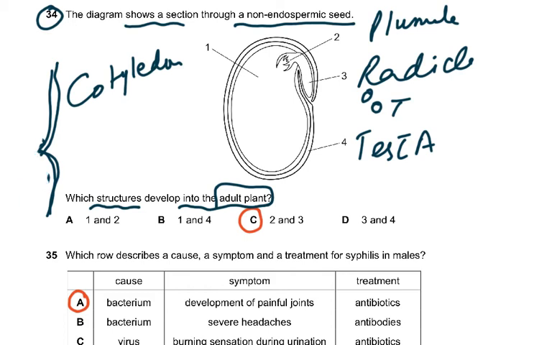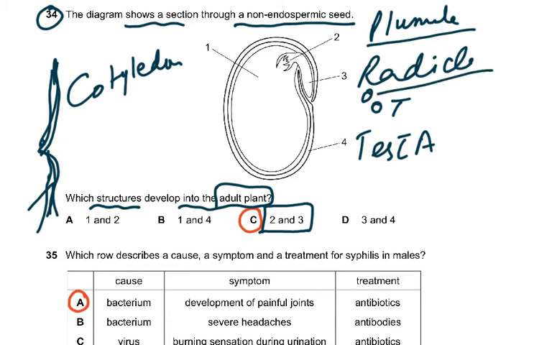So what is becoming the root and the shoot? What is becoming the root and the shoot is the radicle and the plumule. So that is 2 and 3. The radicle and the plumule develop into the adult plant.